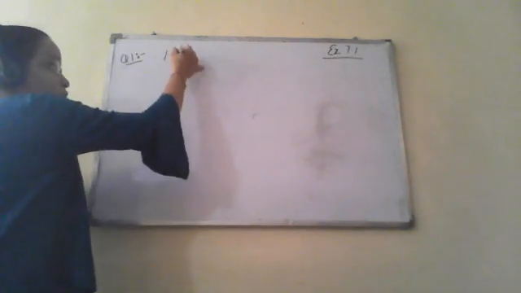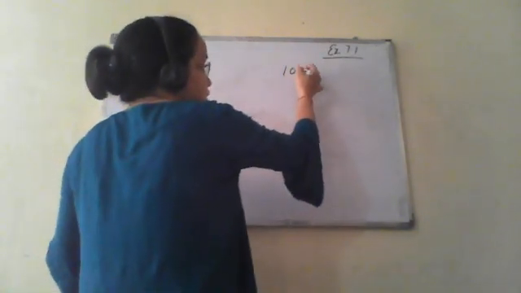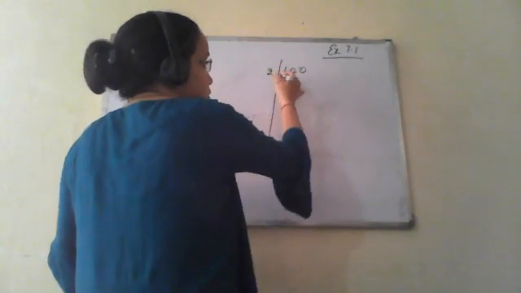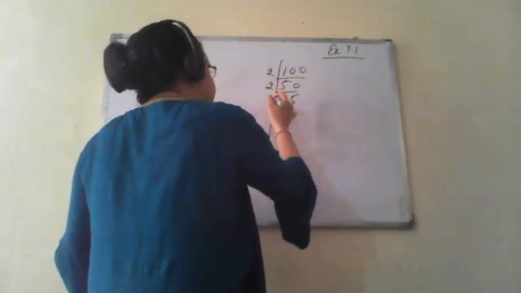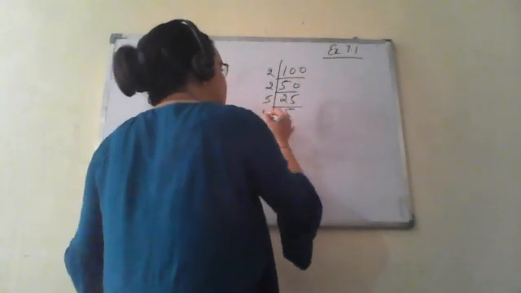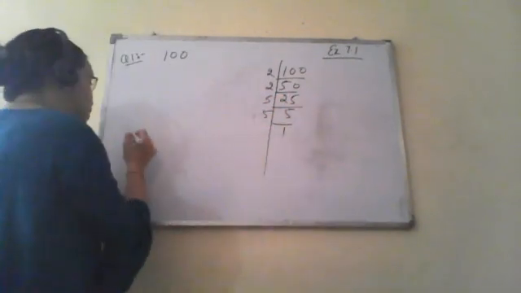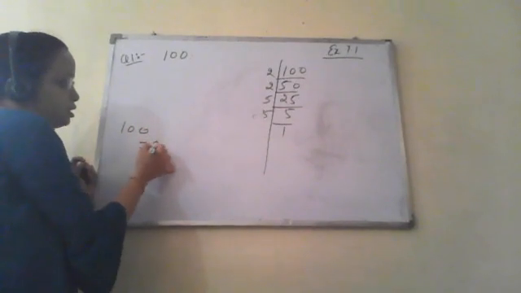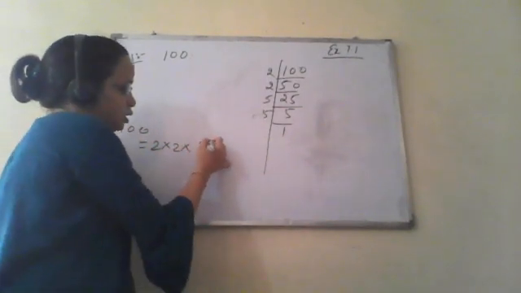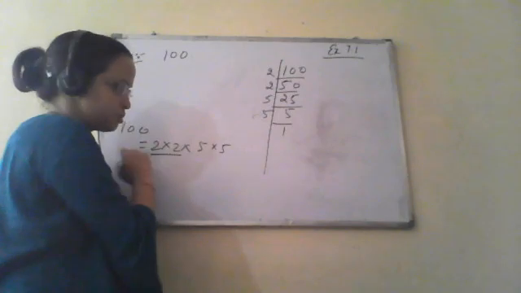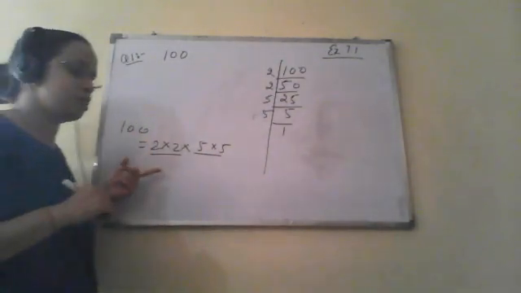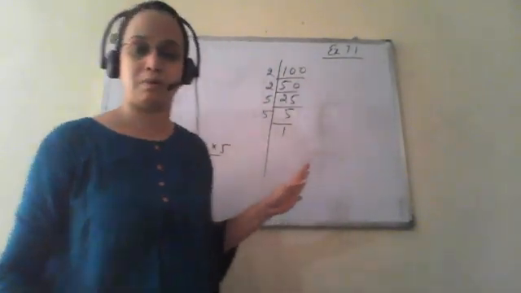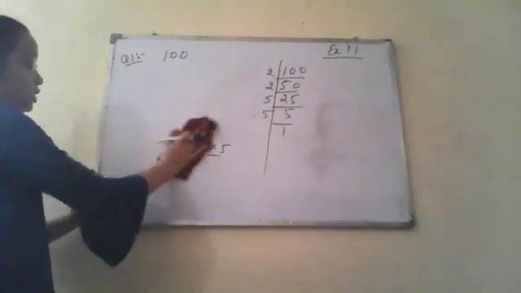Now next part. It is 100. So we have to check whether 100 is a perfect cube or not. So this is 100. Do the prime factors. This is 50. This is 25. Clear? So 100 is 2 into 2 into 5 into 5. So neither this triplet nor this triplet is complete. So it cannot be expressed in the form of 2 cube into 5 cube. So this is not a perfect cube.